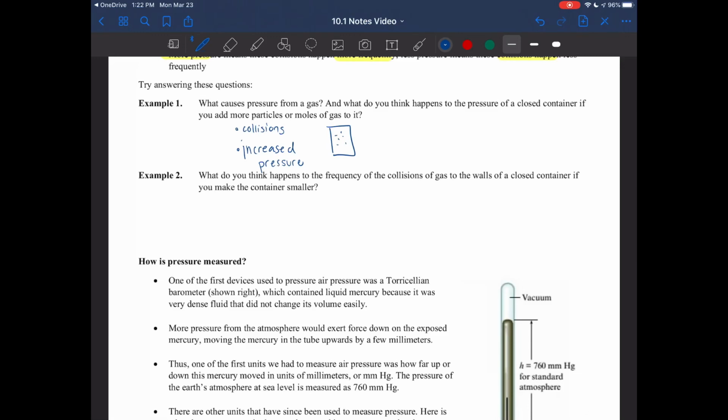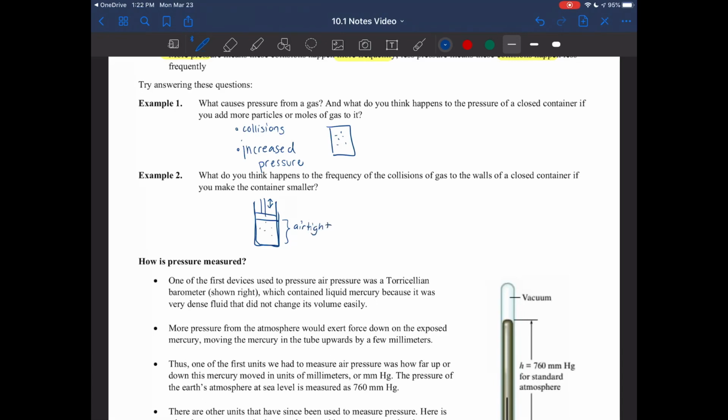Okay, what do you think happens to the frequency of the collisions of gas to the walls of a closed container if you make the container smaller? Okay, so let's say that maybe we have this, and in chemistry they use this example a lot. I struggle to think of a real world example, but let's say you have this closed container and then this piston here. This piston's movable, it could go up and down, but this is all airtight.